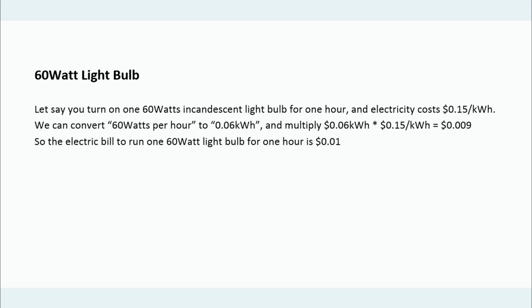For power consumption comparisons, we'll take a look at a 60-watt light bulb. Let's say that we turn on the 60-watt incandescent light bulb for 1 hour, and electricity costs about 15 cents a kilowatt hour. So we can convert the 60 watts per hour to 0.06 kilowatt hours, and then multiply that by the 15 cents per kilowatt hour. That gives us roughly 0.009 cents for every hour that the light bulb is turned on.